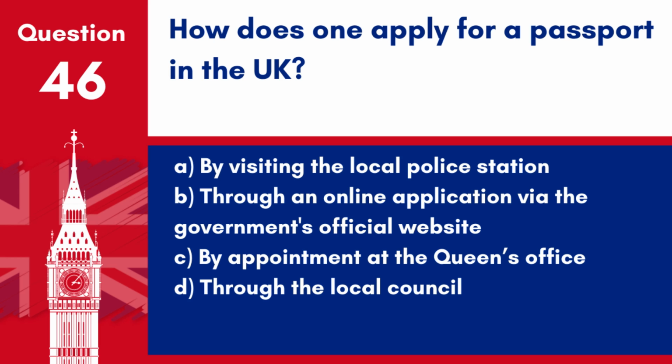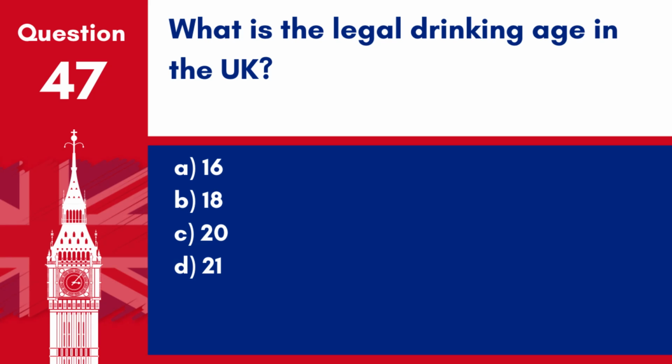A. By visiting the local police station. B. Through an online application via the government's official website. C. By appointment at the Queen's office. D. Through the local council. Answer: B. Through an online application via the government's official website. British citizens can apply for a passport by submitting an application online through the official government website, which is the most common method. Question 47.